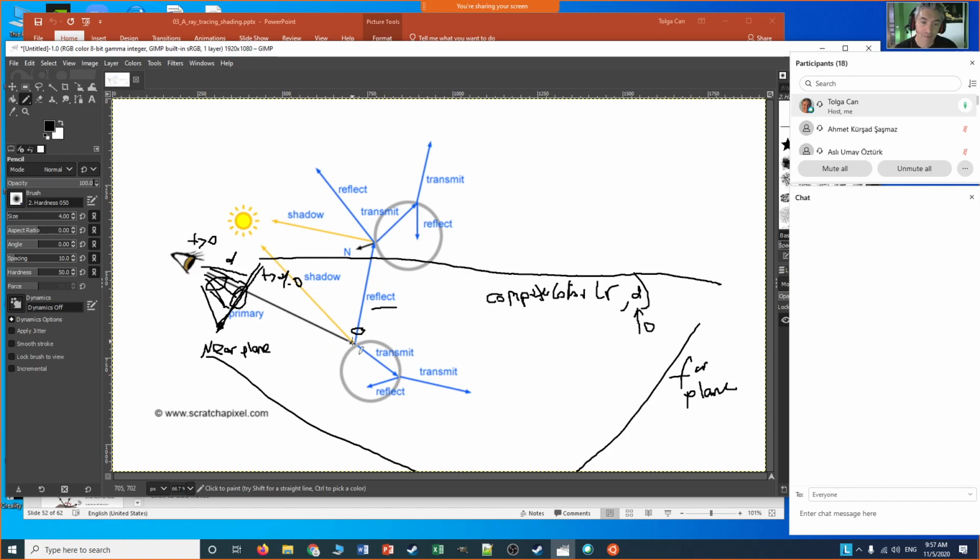This is for our primary ray. The input to our compute color function will be 0. The primary ray will be treated as ray 0. And as we call this function recursively, here we are going to increment this d. So the next time I'm calling compute color recursively inside itself, for the reflected ray, I'm going to call it with d plus 1.